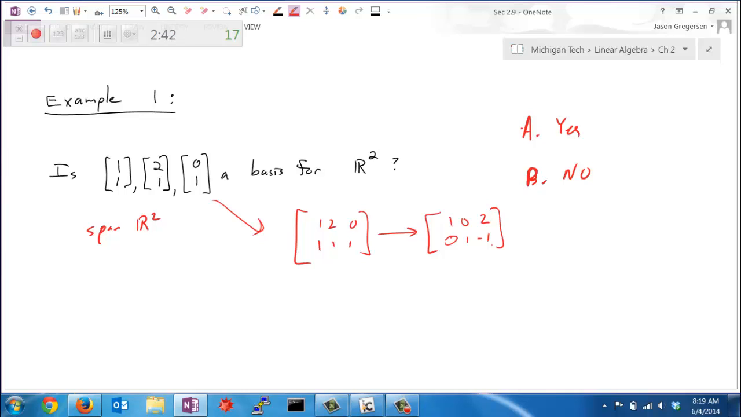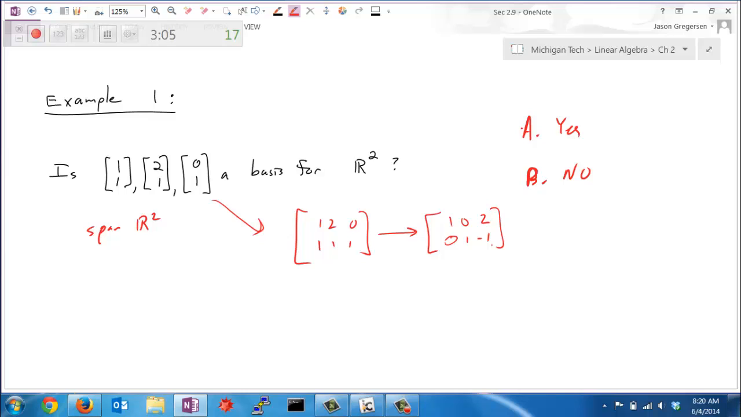When I ask if it spans the space, I'm really saying, is it onto? And if it's onto, what's true about this row reduced form? Pivot in every row. So to find out if this thing spans R2, I need to find out if it has a pivot position in every row. And it does have a pivot position in every row. And it does span R2.